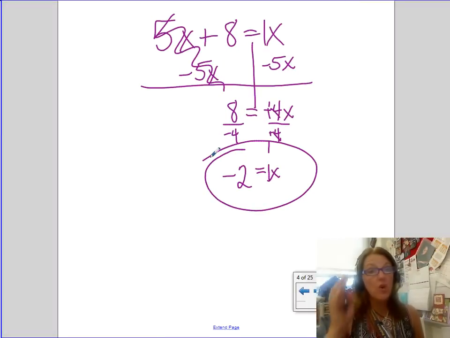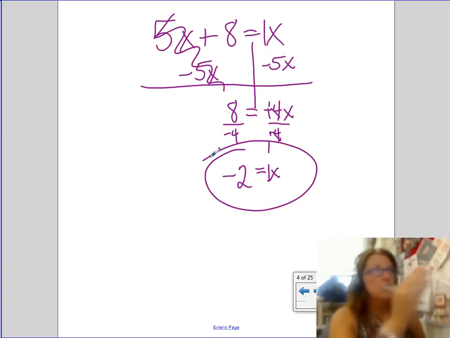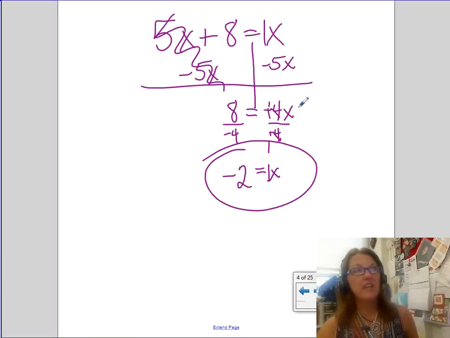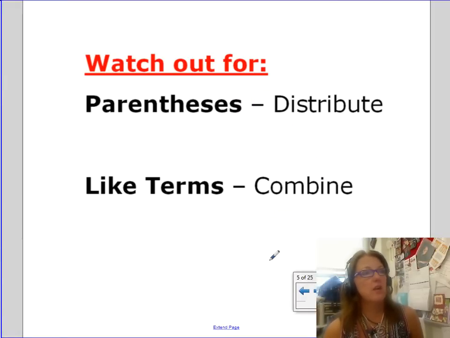It works the same. So you have a choice now as to which one you want to blast away. I typically don't like negative numbers, so that's why I did it this way. Okay? Let's look at a couple more.